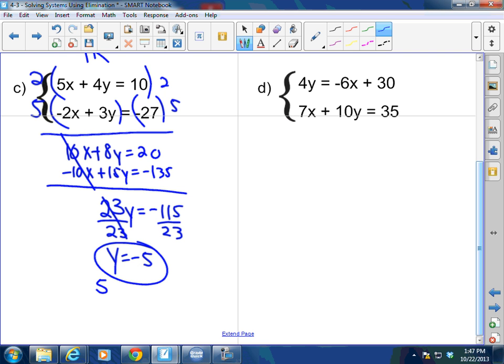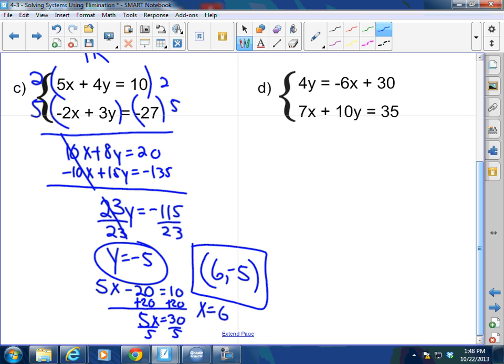So I got 5x minus 20, because 4 times -5 is -20, equals 10. Add the 20 to both sides. 5x equals 30. Excellent job. Divide by 5. X equals 6. My solution, 6, comma, -5. And of course, if I plug those into both of these equations, both equations will be true.